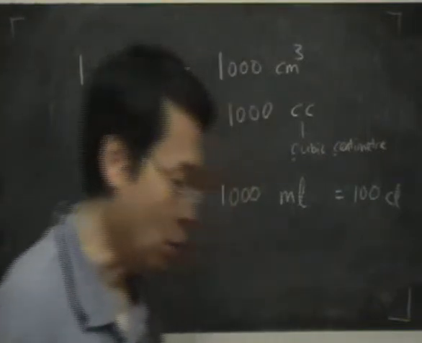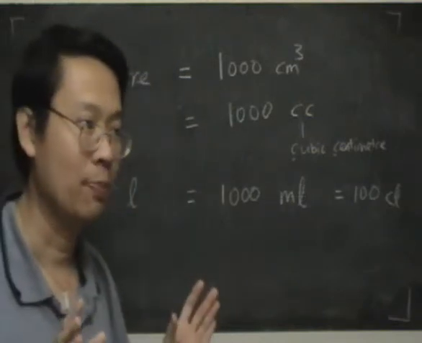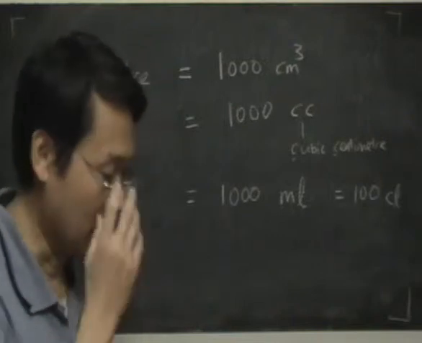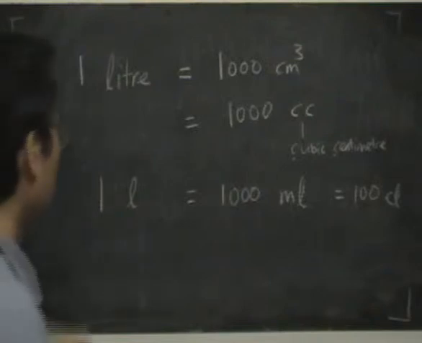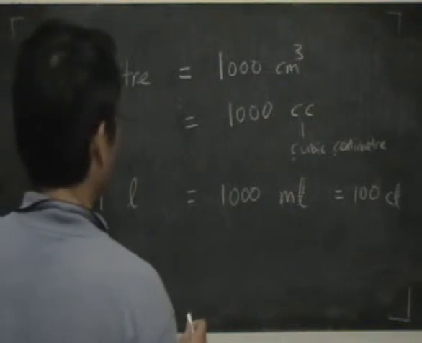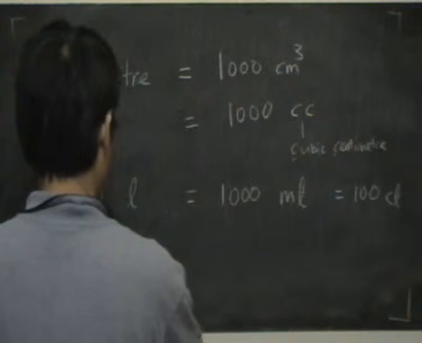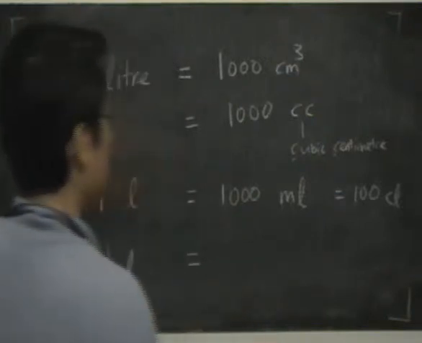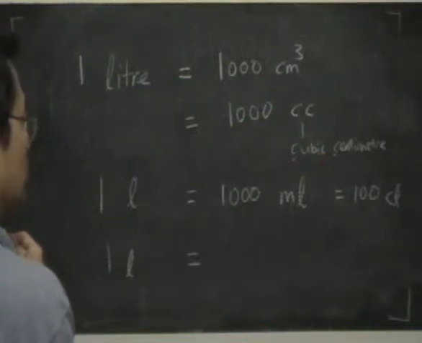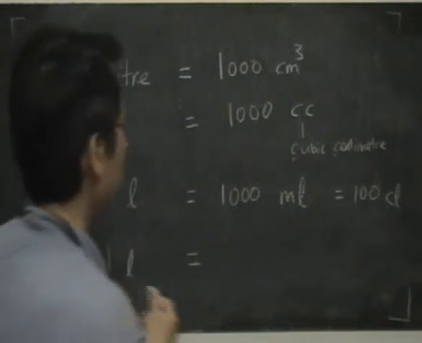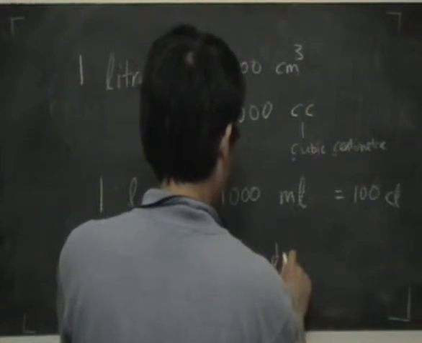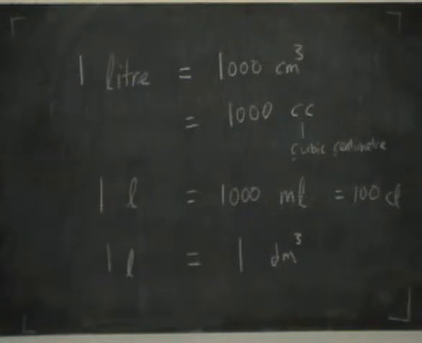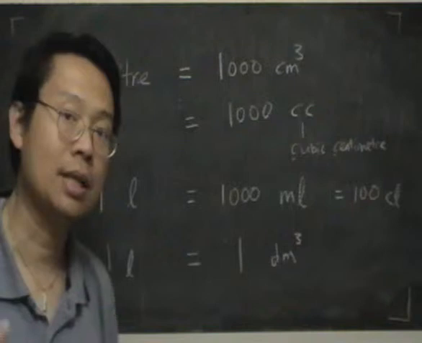Now, as another aside, which you may see if you do, say, take a course in chemistry, in school chemistry, there is another unit of volume that you would see quite often. And that unit is dm cubed.